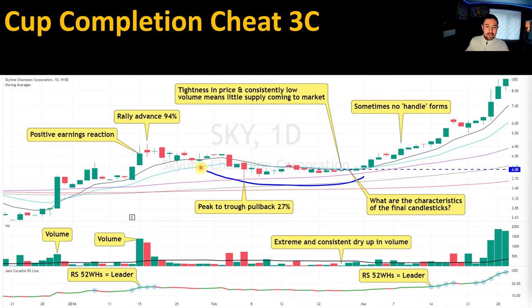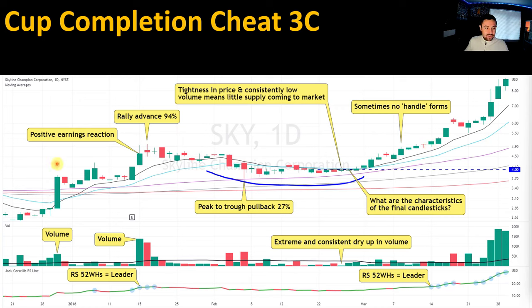This is a cup completion cheat. I've chosen this one because it's like the rounding out of a cup, but sometimes you can see what looks to be the rounding out of a cup and handle, but then no handle forms. So this is why understanding the cup completion cheat, so the low cheat and the cheat, is effective, because sometimes you can think, well, I'll buy it if a handle forms up here, but no handle forms.